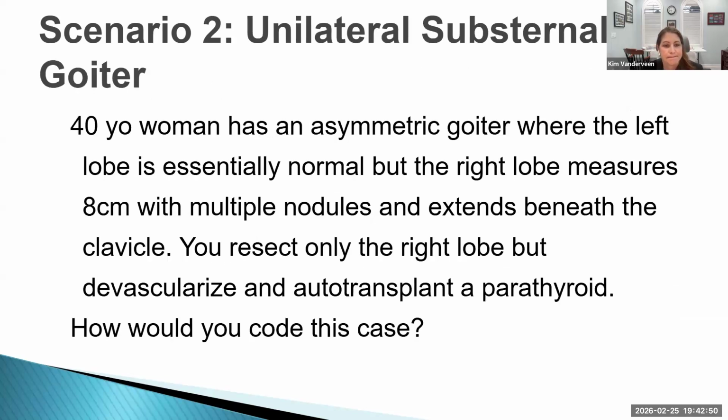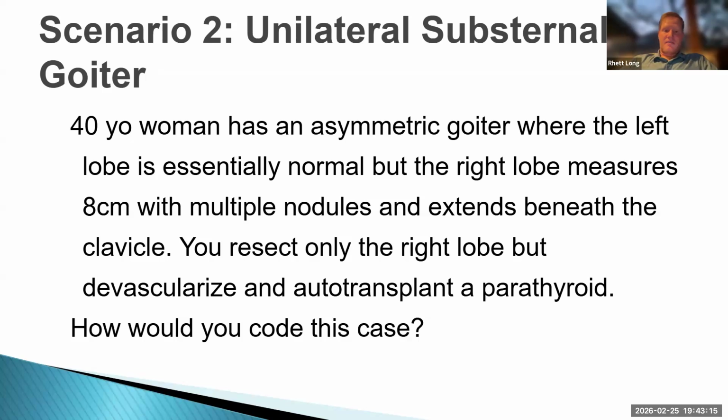Okay, scenario 2. We have a 40-year-old woman that has an asymmetric goiter where the left lobe is essentially normal, but the right lobe measures 8 centimeters with multiple nodules and extends beneath the clavicle. So you resect only the right lobe and then unfortunately devascularize and auto-transplant a parathyroid. How would you code this case? Brett?